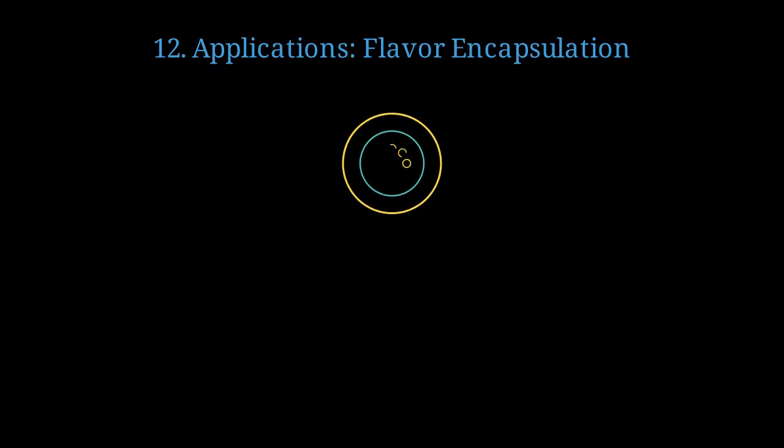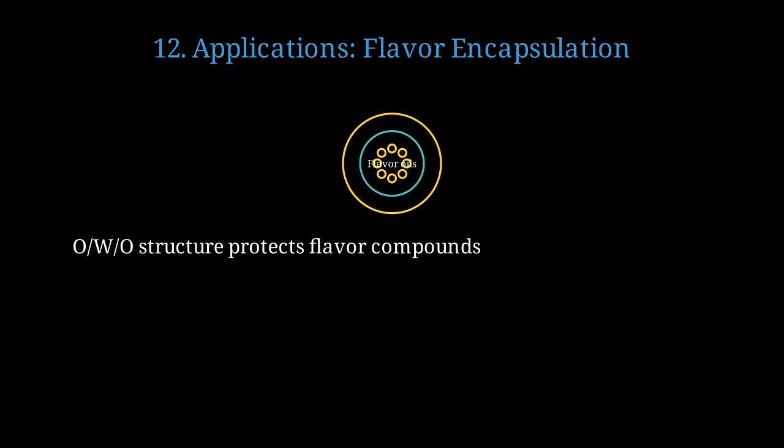Food industry uses double emulsions to encapsulate and protect flavors and aromas. Oil-based flavors are encapsulated in oil droplets within water shells, protecting them from oxidation and degradation. The oil-in-water-in-oil structure protects volatile flavor compounds from environmental degradation. Controlled release occurs during consumption when mechanical or enzymatic forces break the shells.